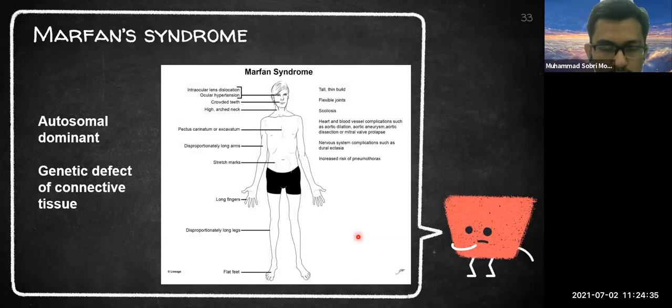And next is the Marfan Syndrome, an autosomal dominant disease, and it's a genetic defect of connective tissue. Some of the features can be found on patient with Marfan Syndrome.